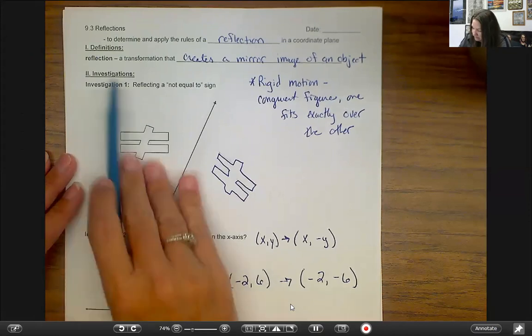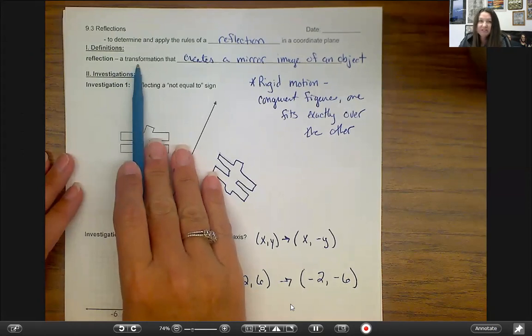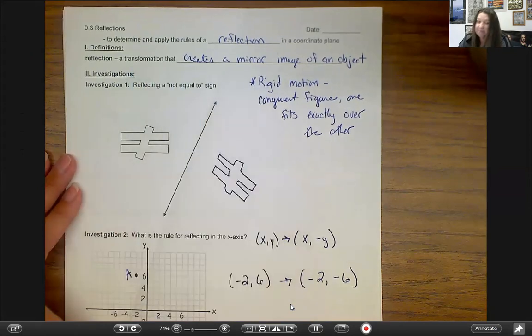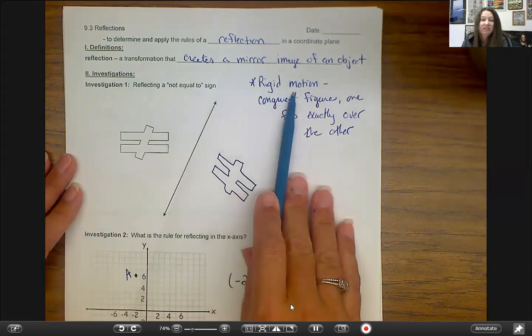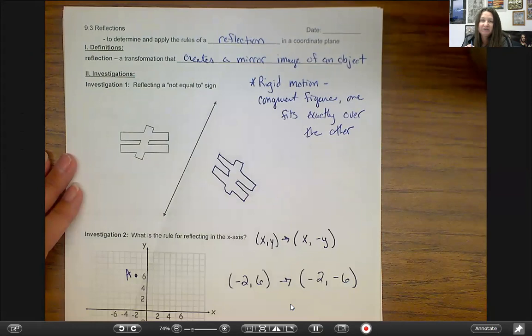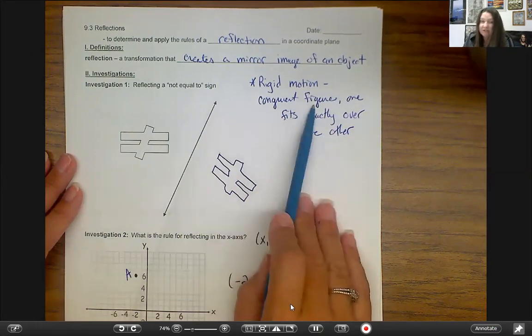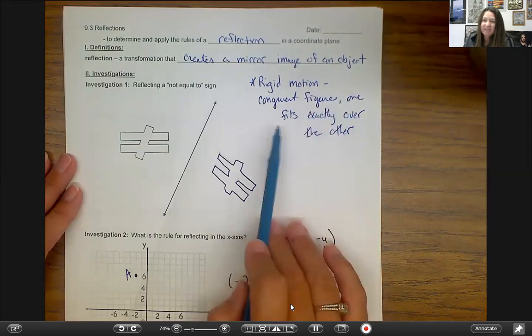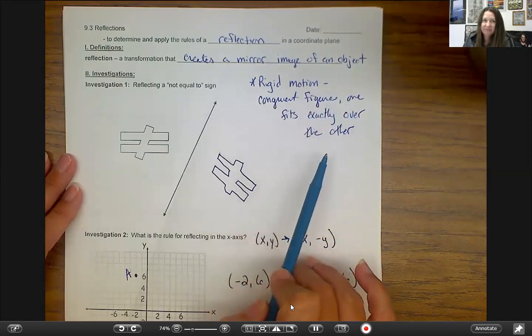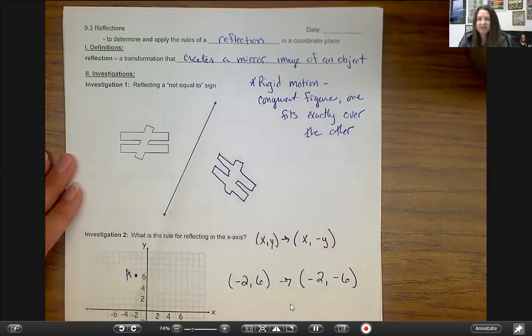So a reflection is going to be one of our transformations that creates a mirror image of your object. This transformation is considered to be a rigid motion. Anytime one of your transformations is a rigid motion, it's going to create another congruent figure where one would fit exactly over the other. That one's real important in a reflection that you can see that because that's a little bit how we construct it.